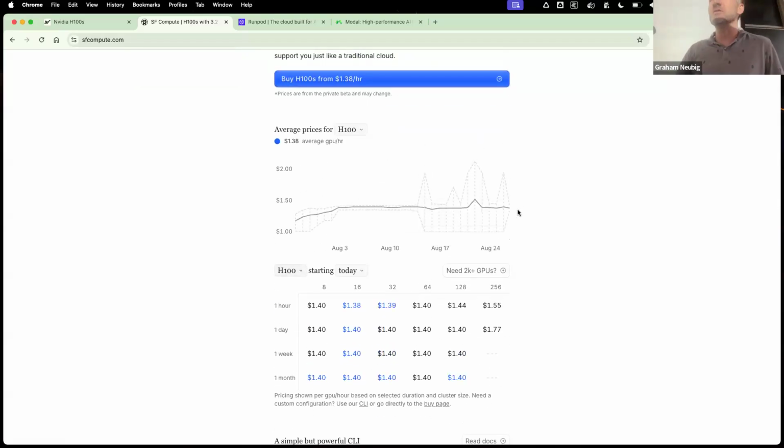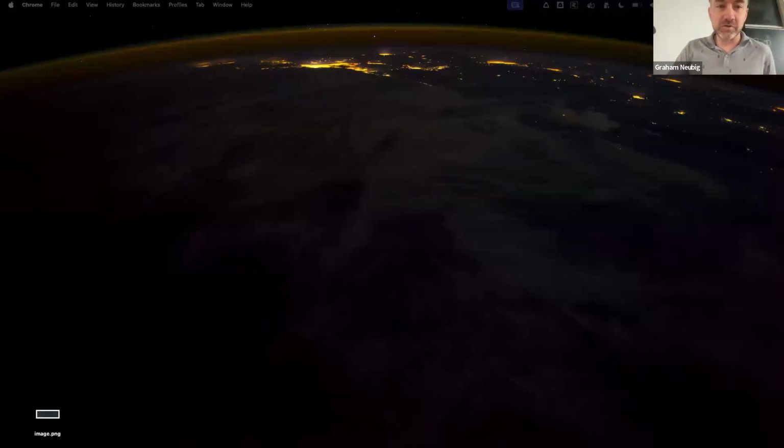So this is like the price for an H100, and you can actually see it go up and down like the stock market. So it's kind of fun. Cool. Sorry, that's a little bit of a divergence, but compute is going to be important.